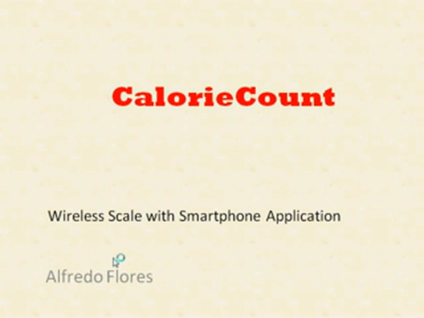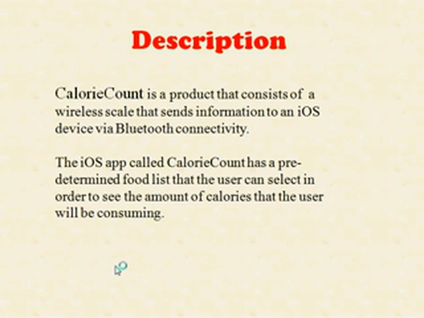Good afternoon. My name is Alfredo Flores, and today I am going to present a device that is going to prevent some health problems due to obesity. Calorie count. Calorie count is a combination between a wireless scale and an application for an iOS device. The scale is going to send information to your device, and the application is going to ask the user what kind of food is on the scale. Later, the user will see the amount of calories that he or she is going to eat.